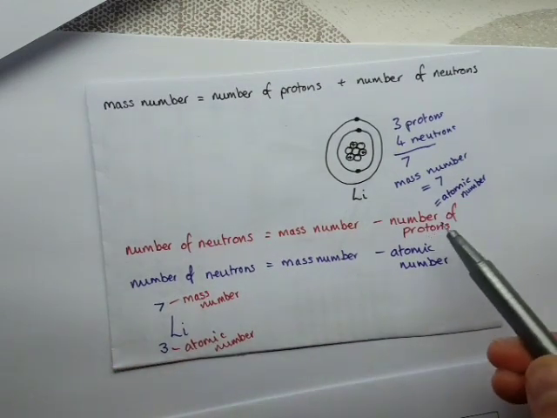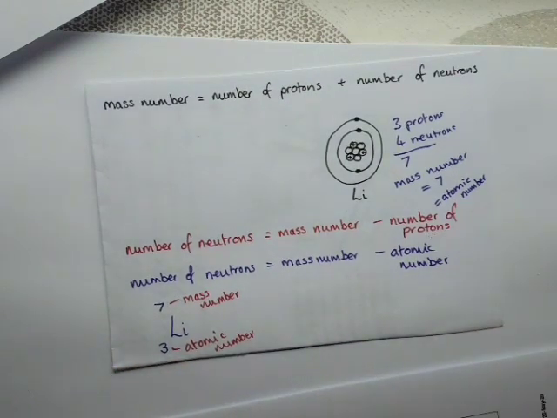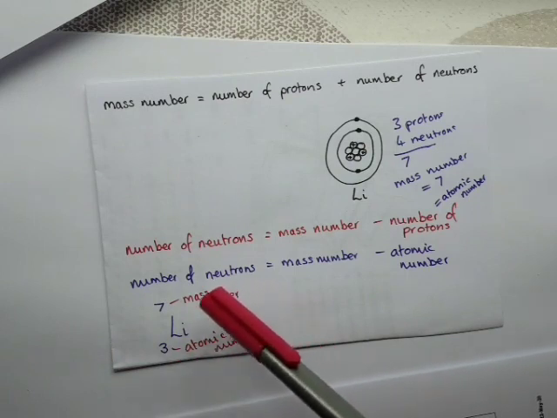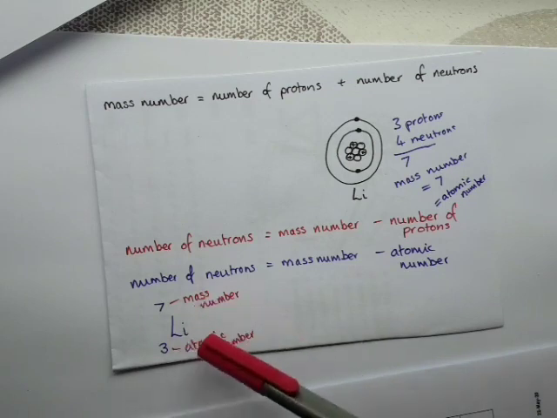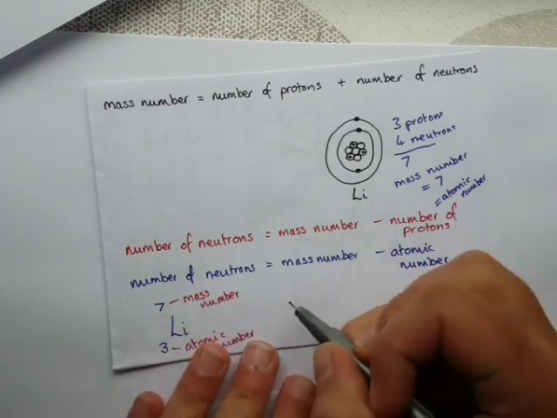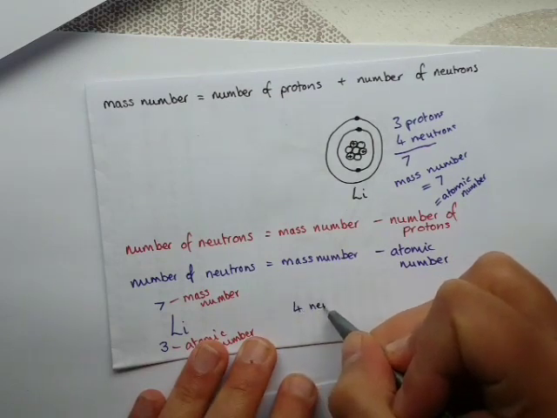Remember the atomic number is the same as the number of protons. So if I had to calculate the number of neutrons for this lithium atom when I'm given the mass number and the atomic number, the number of neutrons is simply the mass number take away the atomic number. I always think it's the higher number take away the lower number. 7 take away 3, so there are 4 neutrons in this atom.